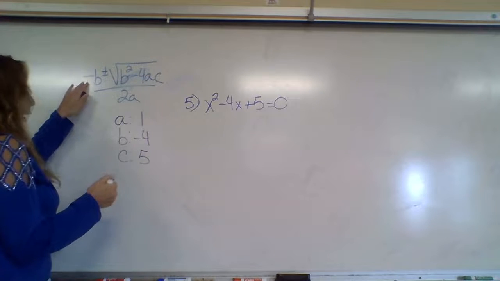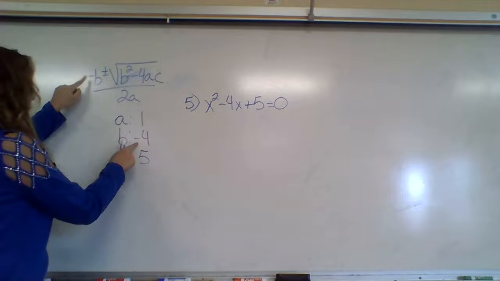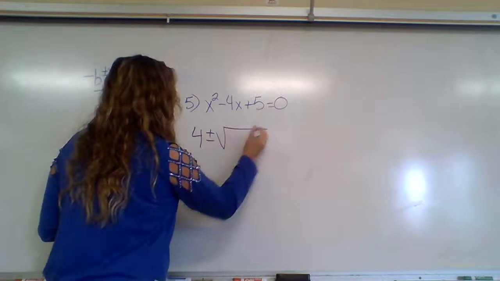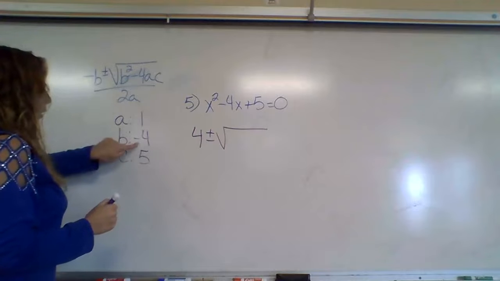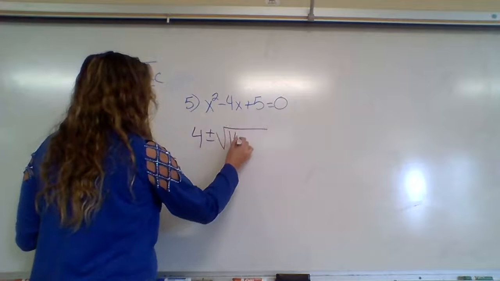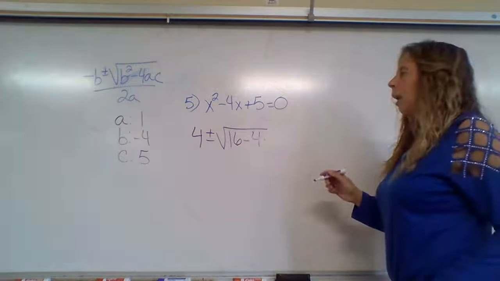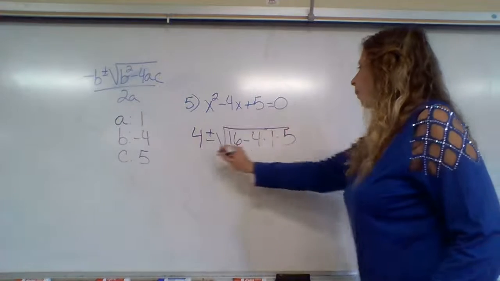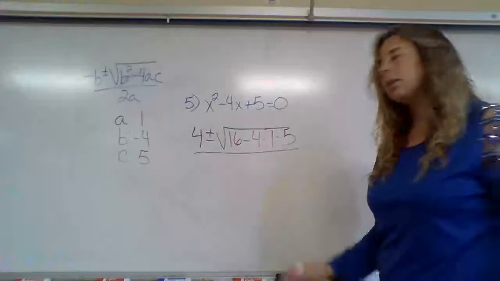Okay, so negative b. B is already negative 4. So negative and negative makes it positive 4. All right, let's do our discriminant. So b squared, which is negative 4 squared, is 16, minus 4 times a, which is 1, and c, which is 5. All over 2 times a. A is 1, so it's all over 2.